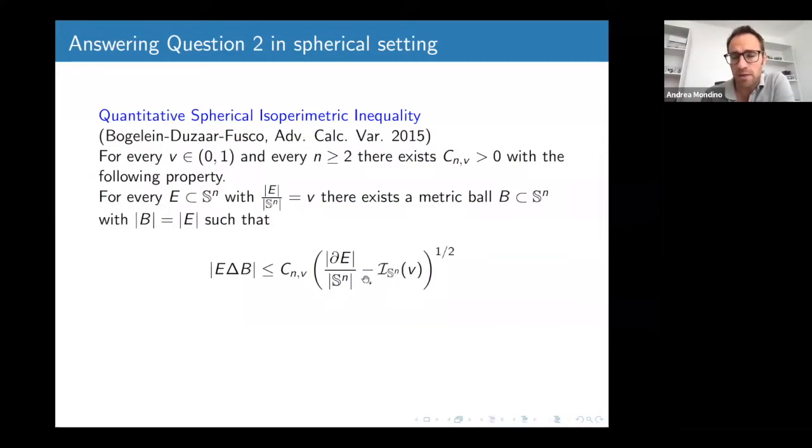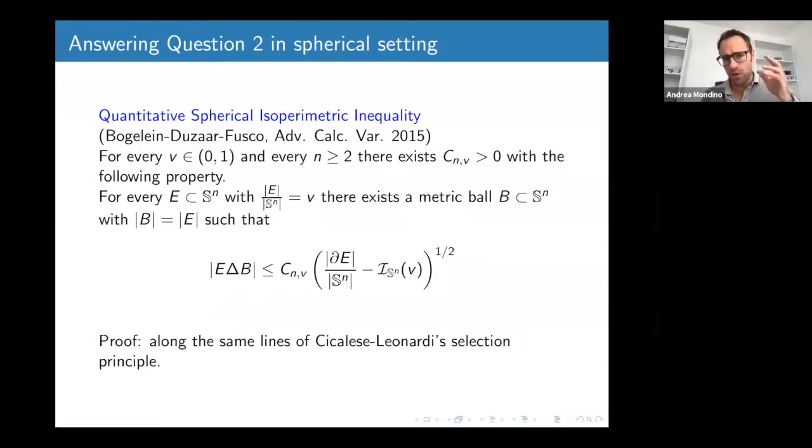And again, if the right-hand side is equal to zero, it means that the set is achieving equality in the spherical isoperimetric inequality, and this forces the set to be equal to a ball up to a set of measure zero. This estimate is quantifying how far a set is from a ball, knowing that it almost achieves equality in the spherical isoperimetric inequality.